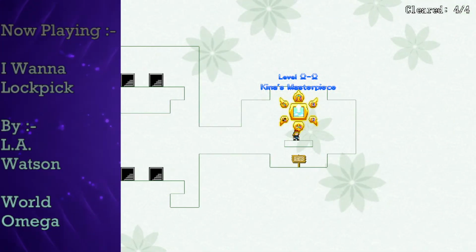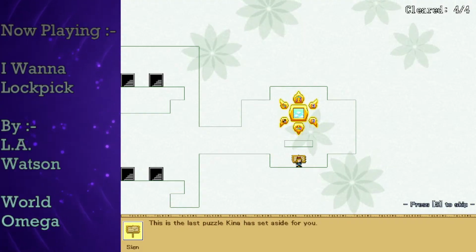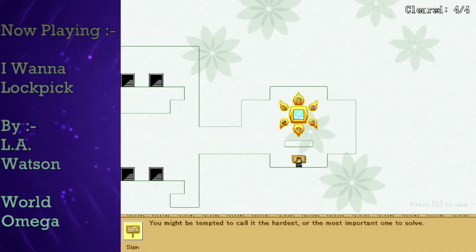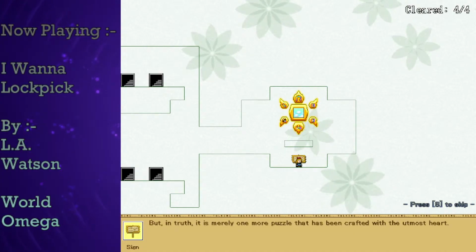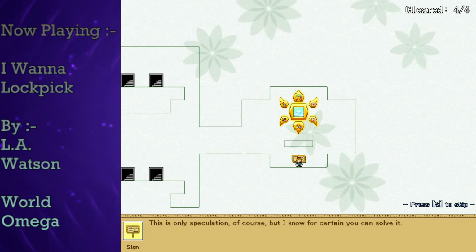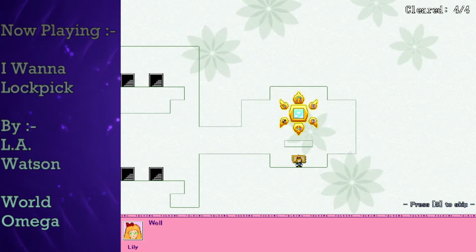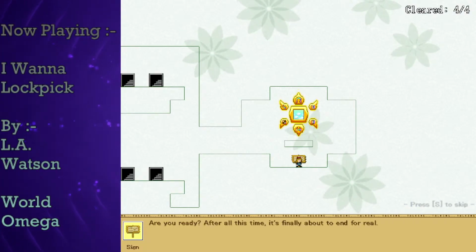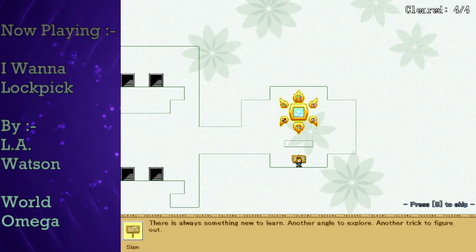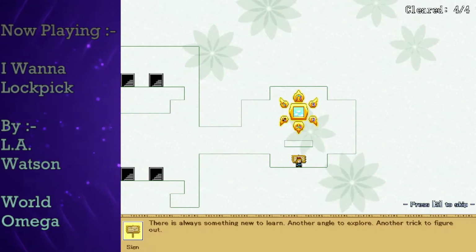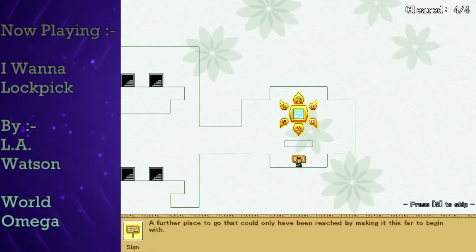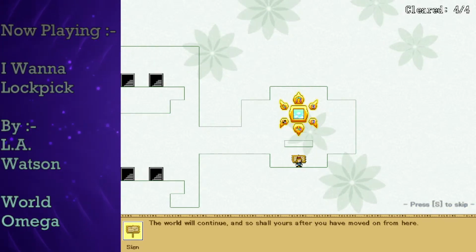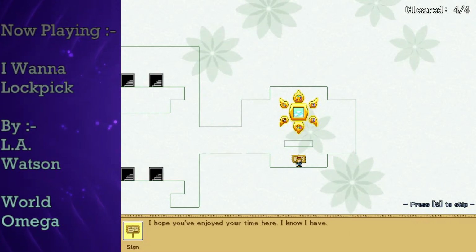Ooh, Kina's masterpiece. There's the last puzzle Giza has set aside for you. Oh dear. You might be tempted to call it the hardest or the most important one to solve, but the truth is, it is merely one more puzzle that has been crafted with the utmost heart. This is only speculation, of course, but I know for certain you can solve it. Well, no question. Are you ready after all this time? It's finally about to end for real. Or perhaps not. There's always something new to learn, another angle to explore, another trick to figure out. A further place to go that could only have been dreamed by making it this far to begin with. The world will continue, and so shall yours after you moved on from here. I hope you've enjoyed your time here.